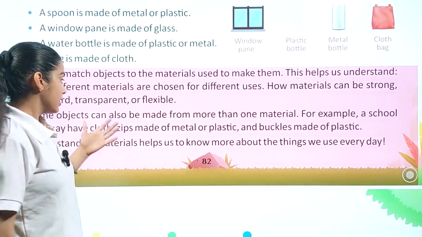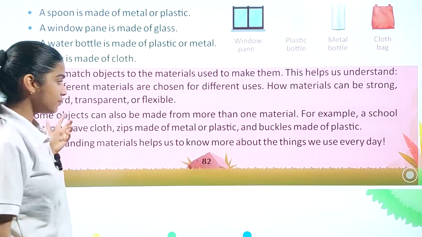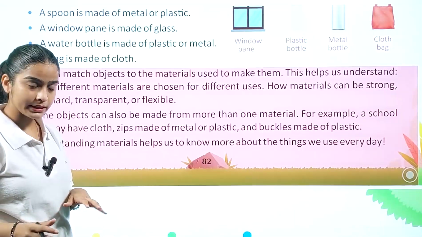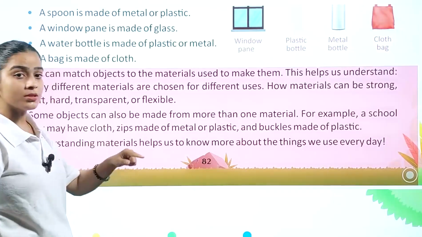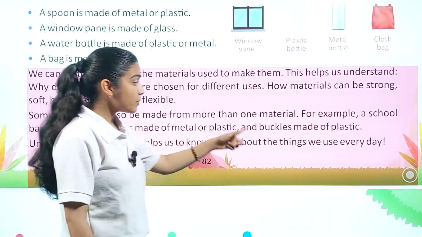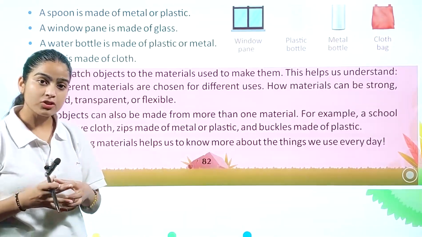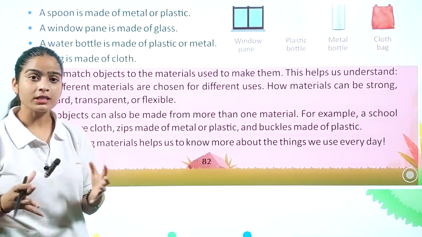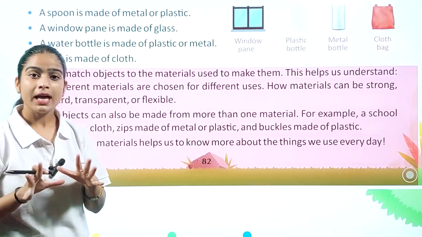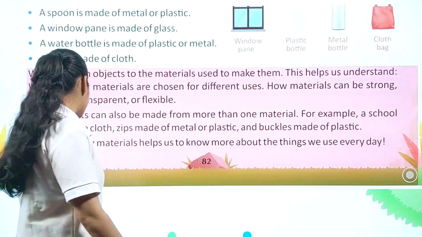For example, here we have an example of a bag, right? So we make a bag from cloth material. Next, we are using zips, which are made of plastic or metal as well. Next, we use buckles, which are made of plastic. So all the things which we put into one thing, it is properly done only depending upon our needs.